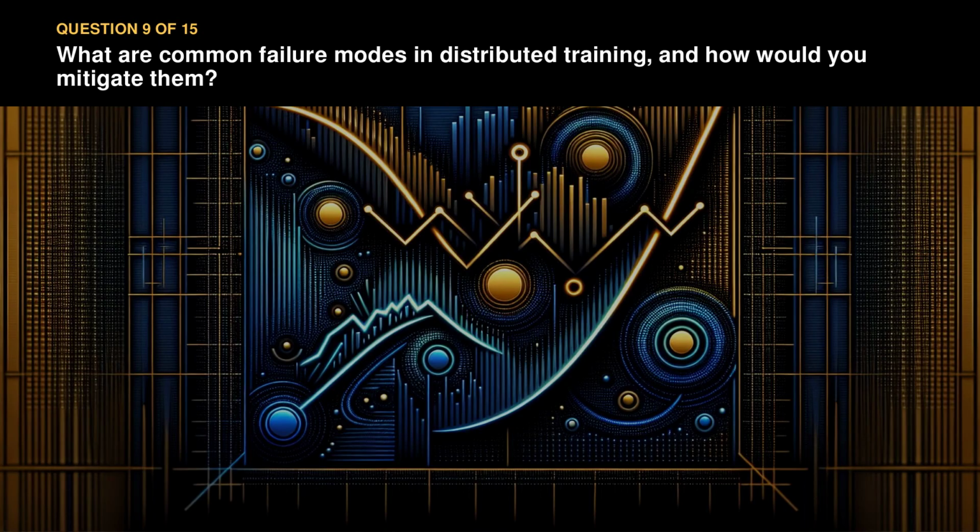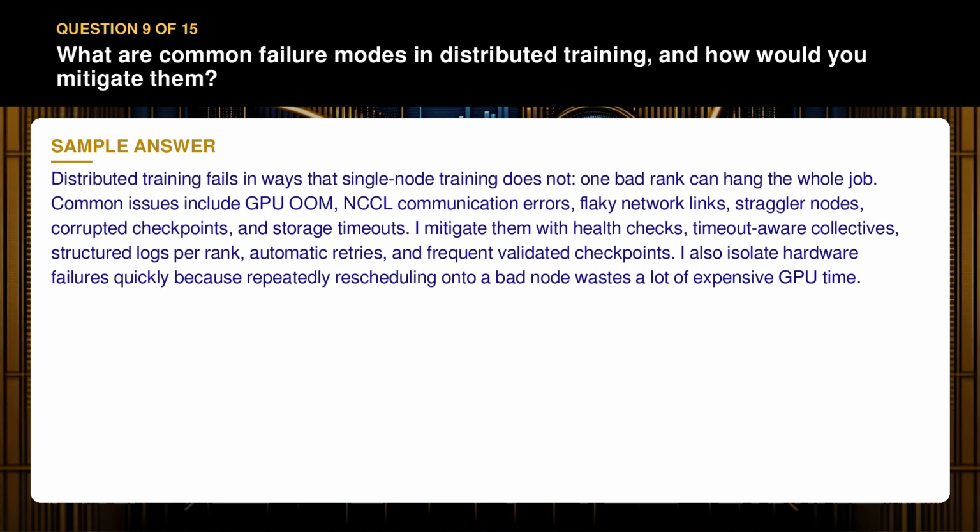observability. Question 9. What are common failure modes in distributed training, and how would you mitigate them? Distributed training fails in ways that single-node training does not. One bad rank can hang the whole job. Common issues include GPU OOM, NCCL communication errors, flaky network links, straggler nodes, corrupted checkpoints, and storage timeouts. I mitigate them with health checks, timeout-aware collectives, structured logs per rank, automatic retries, and frequent validated checkpoints.